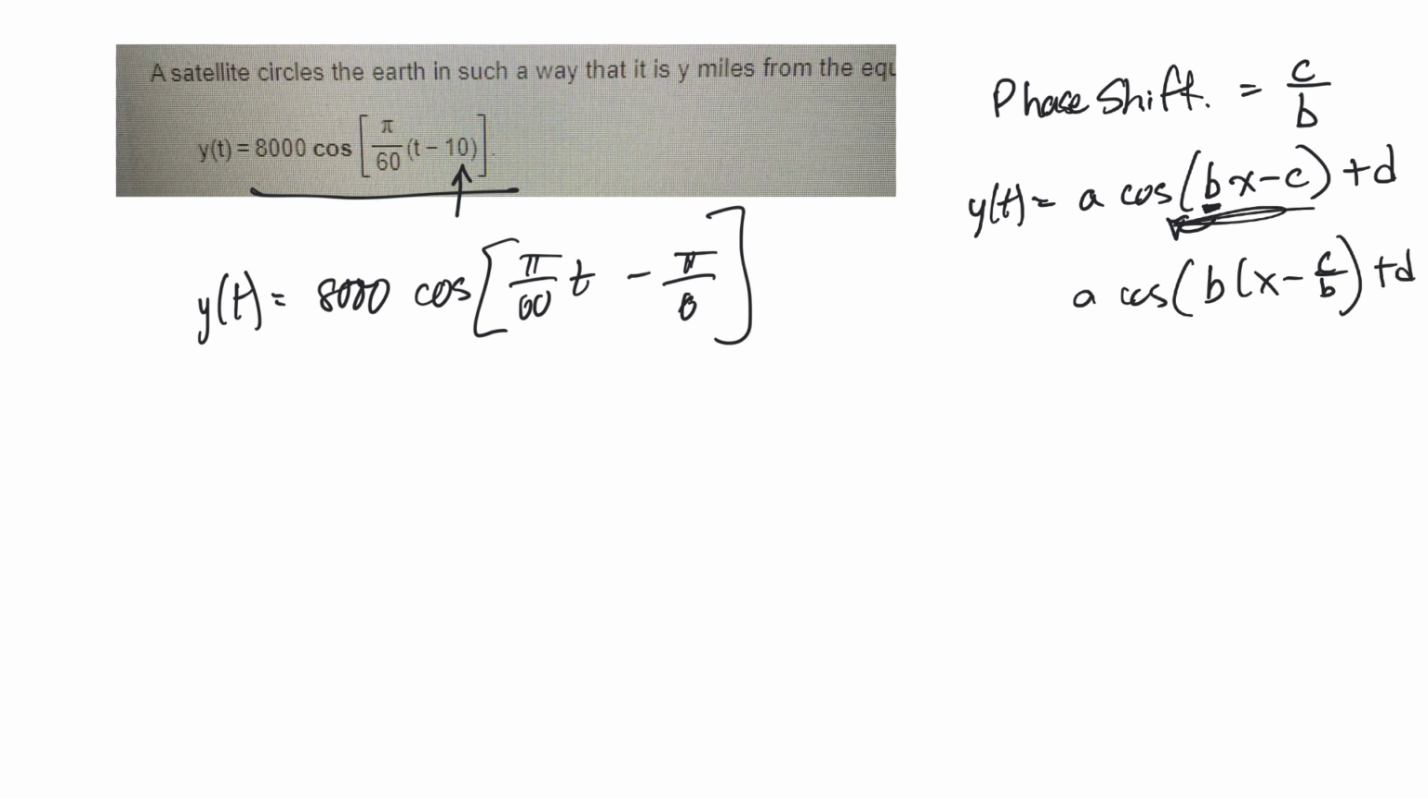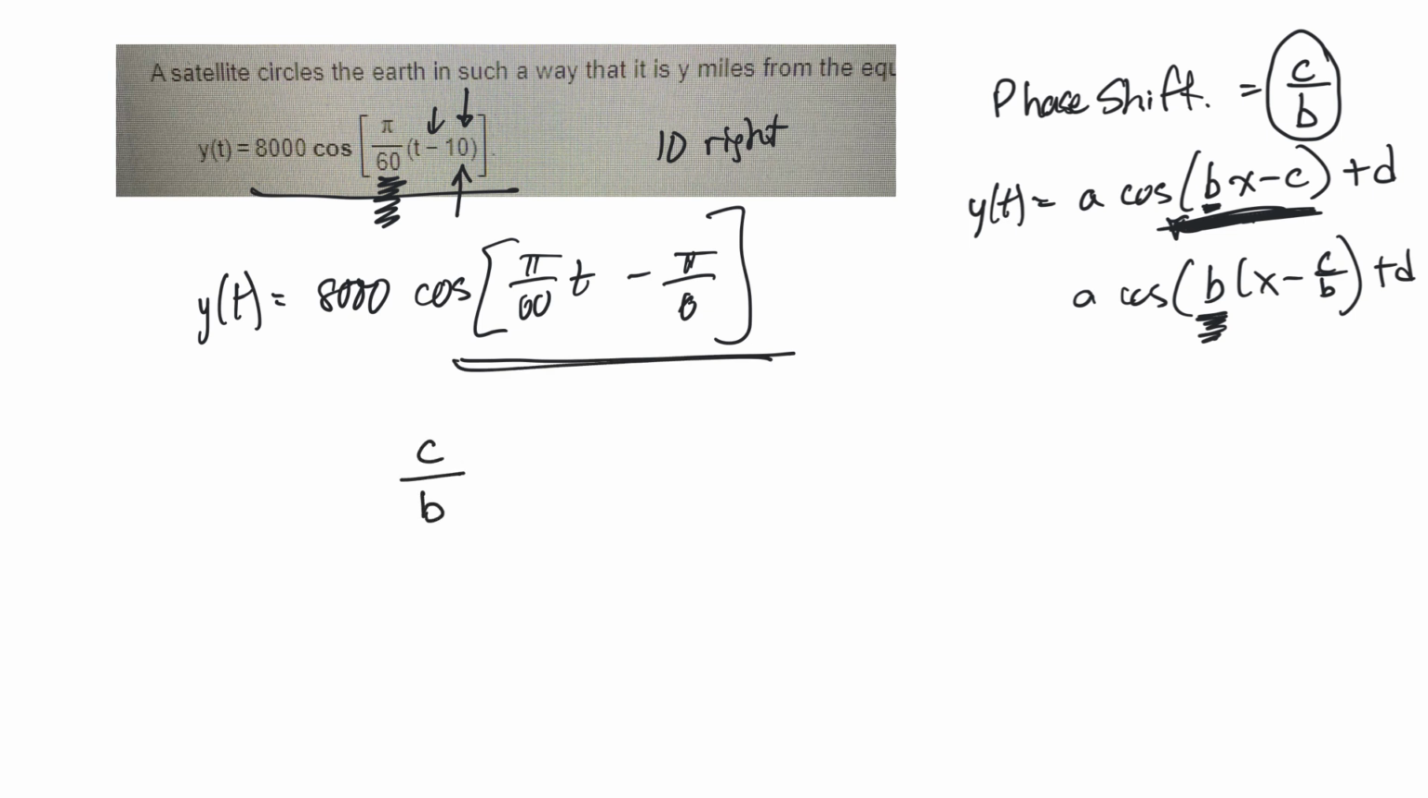If it hasn't been factored out yet, then to figure out the phase shift, you do have to go c divided by b. But if it's already factored out like this or like this, then the phase shift is simply that number right there. So this graph here would move 10 units to the right because it's minus. If it was written like this, where there's no brackets, then you'd have to go the c over b route.